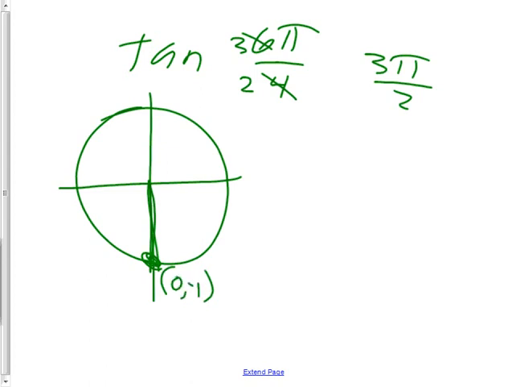0, comma, 1. And what is tangent of anything defined as? What over what? Opposite over adjacent, yes, but what over what? Y over x. So if we're talking y over x, the y is -1 over the x is 0. What happens when you divide something by 0? And the answer is undefined.